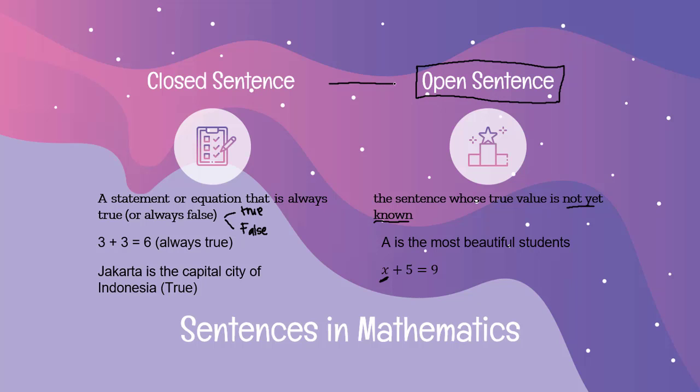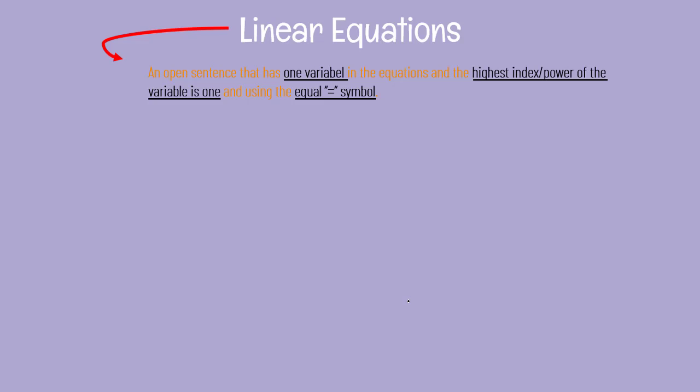So x plus 5 is equal to 9, we call it an open sentence. And we can convert the open sentence to a closed sentence using linear equation with the equal symbol. Let's move on to the linear equation. Linear equation has a definition.